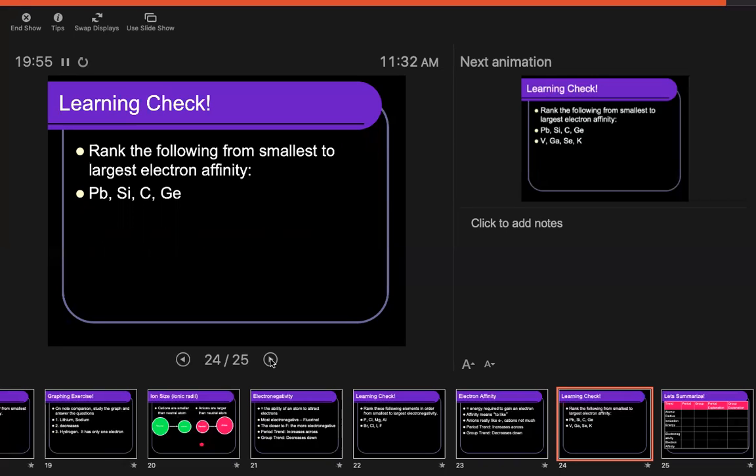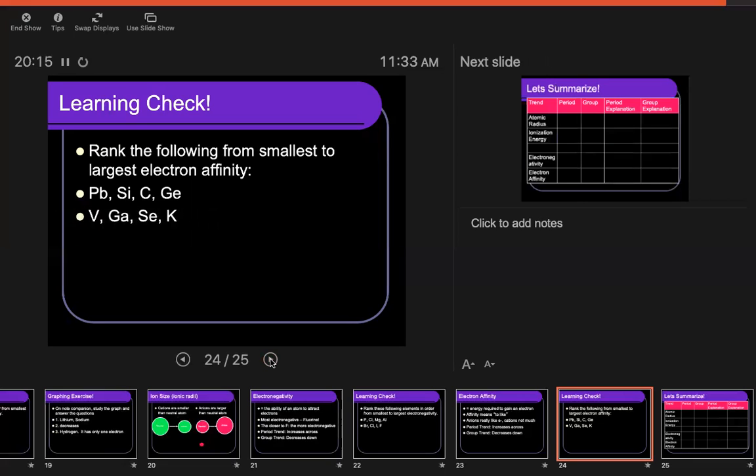All right, what has the smallest? Pb. That's right. If you were to locate all of those on the periodic table, which is what you do, the group trend is that it's going to decrease down, so the small ones will be found at the bottom, and the one closest to the bottom is Pb. All right, what about this one? Which one would have the smallest electron affinity out of this set?